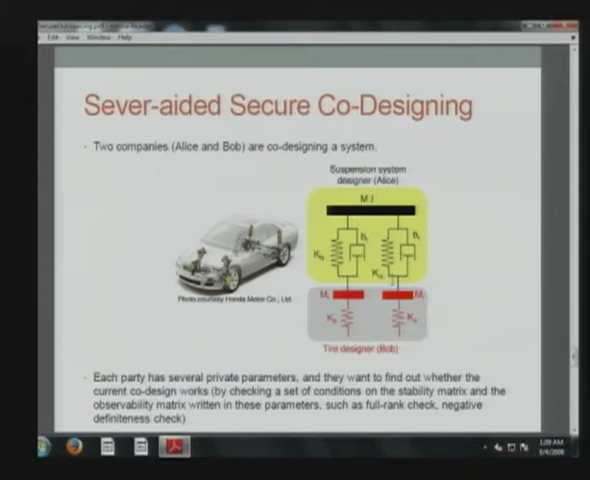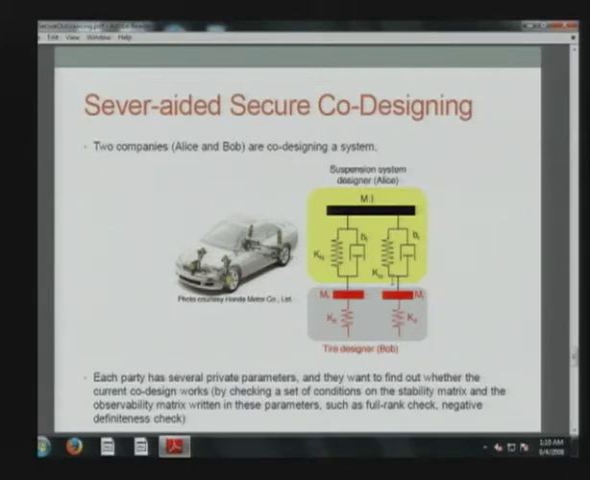Here is another recent work on server-aided secure co-designing. In this problem, we have two companies. We call them Alice and Bob. They are co-designing a system like this. Alice is responsible for designing the suspension system of a car, and Bob is responsible for designing the tires of a car.